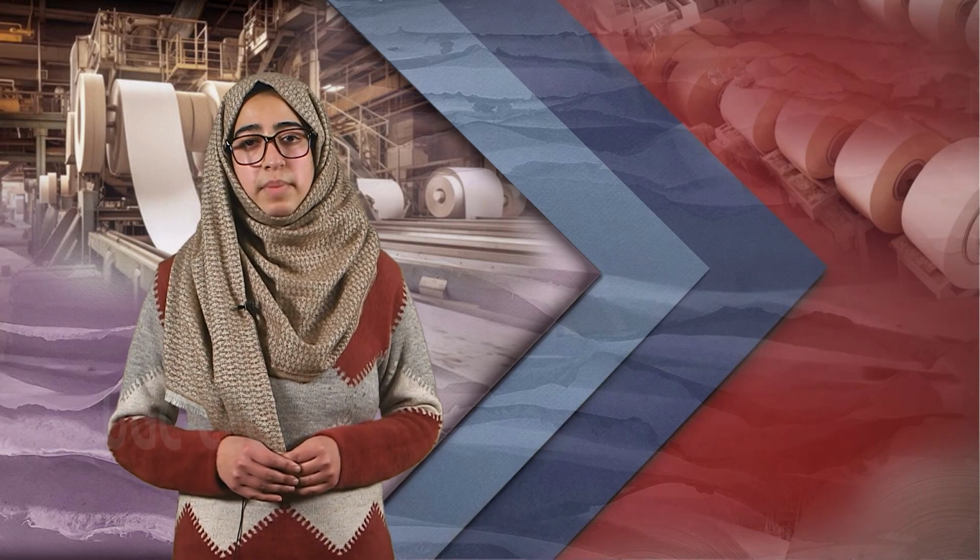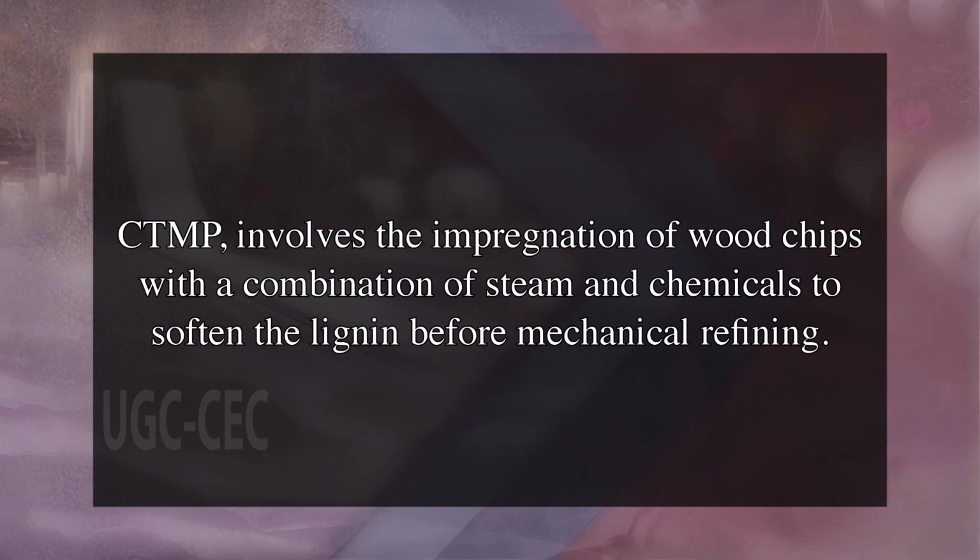The fourth type of mechanical pulping process, CTMP, involves the impregnation of wood chips with a combination of steam and chemicals to soften the lignin before mechanical refining. The lignin softening chemicals are such as carbonates, hydroxides, sulfite, and peroxides, and further pretreatment at higher temperatures breaks the wood structure apart and removes lignin. The CTMP uses less mechanical energy and chemicals to soften and fibrillate wood chips.